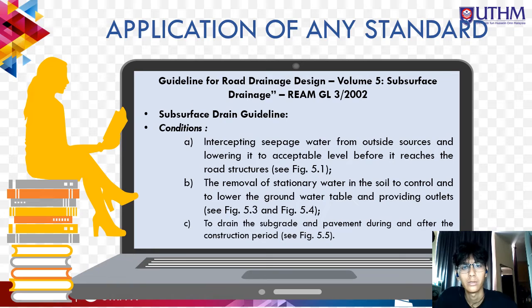Subsurface drain guideline by REAM GL 3/2002. There are conditions. First, intercepting seepage water from outside sources and lowering it to an acceptable level before it reaches the road structure. We can refer to this in Figure 5.1. B, the removal of stationary water in the soil to control and lower the groundwater table and providing outlet. We can also refer to this in Figure 5.3 and Figure 5.4. And the last one, C, to drain the subgrade and pavement during and after the construction period, Figure 5.5.